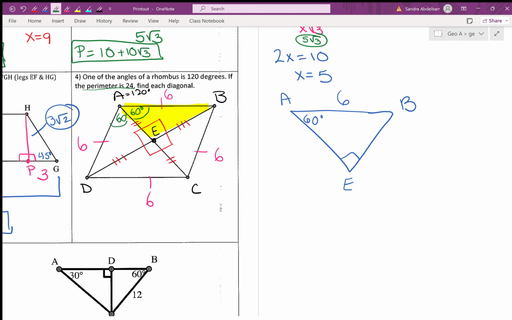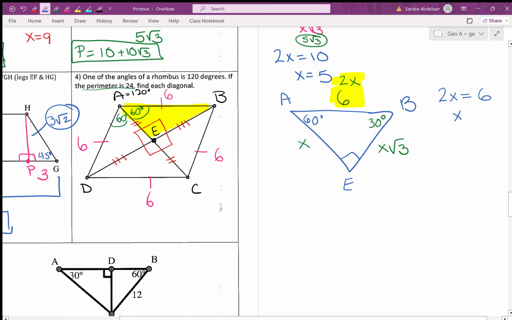And now I know this is a 30, 60, 90 triangle. Opposite the 30 is X, that's AE. Opposite the 60, which is BE, is X root 3. And opposite the 90 is 2X. You're going to choose the side that has a side length and a variable expression and set them equal to each other. So 2X is equal to 6. Therefore, X is equal to 3.